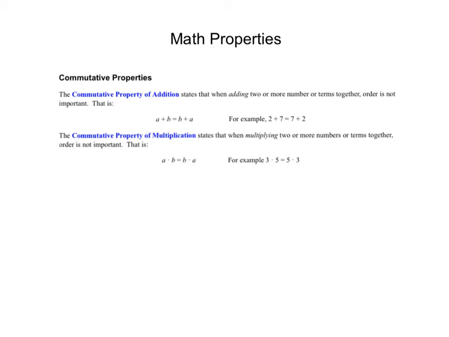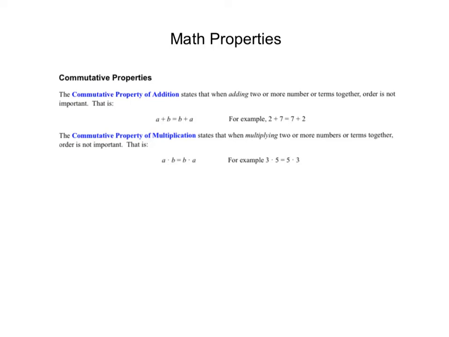Alright, thank you for pausing the video and writing your notes. Now, commutative property, as you wrote down, says that when you're adding or multiplying two or more numbers or terms together, the order is not important. However, what if we tried doing this with subtraction?